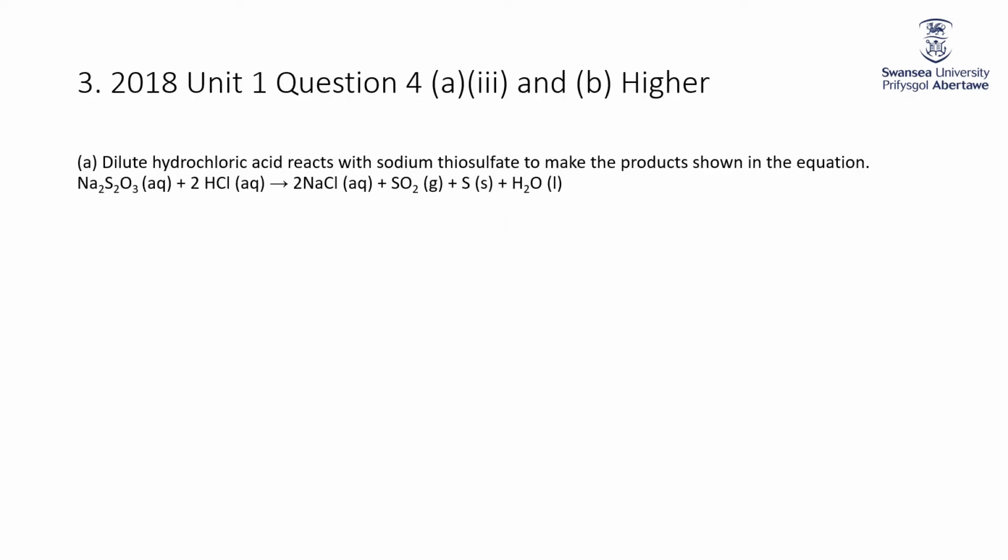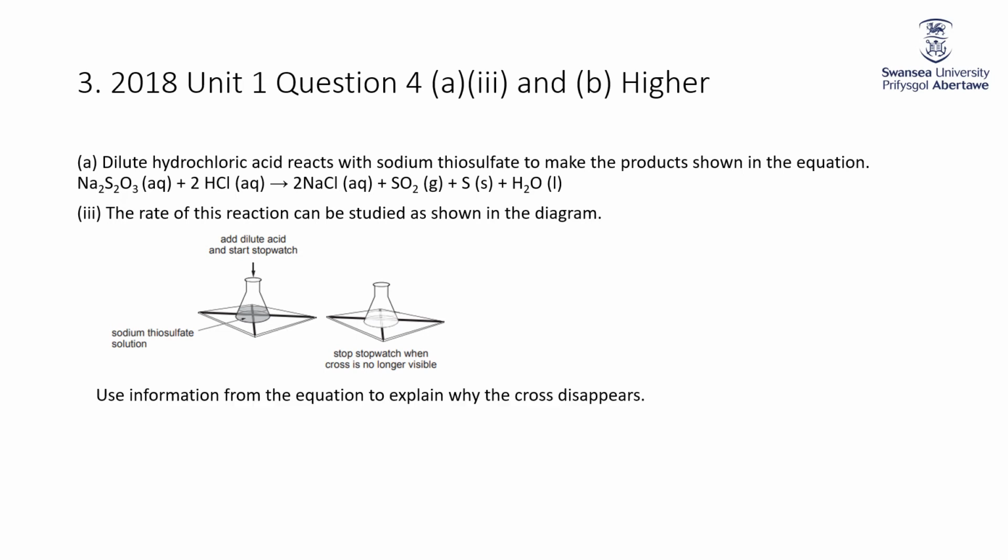Question 3 asks about the reaction between dilute hydrochloric acid and sodium thiosulfate to make all of these products. So first part, the rate of this reaction can be studied as shown in the diagram below, and using the information from the equation, explain why the cross disappeared. This is because sulfur is formed as a solid, which is insoluble and is precipitated, and the solid then blocks the view of the cross.